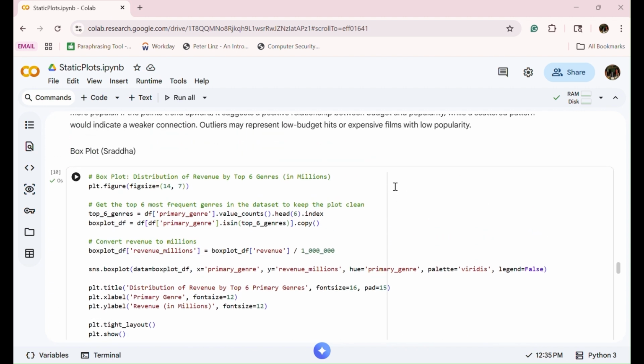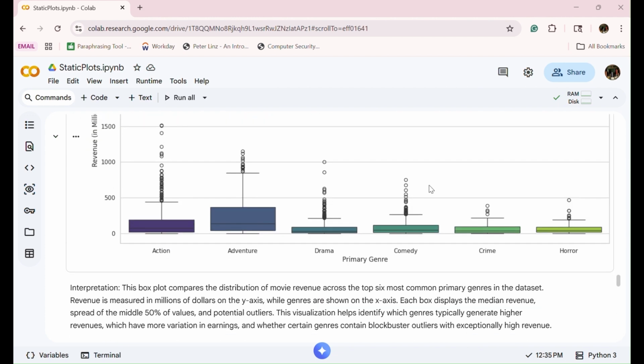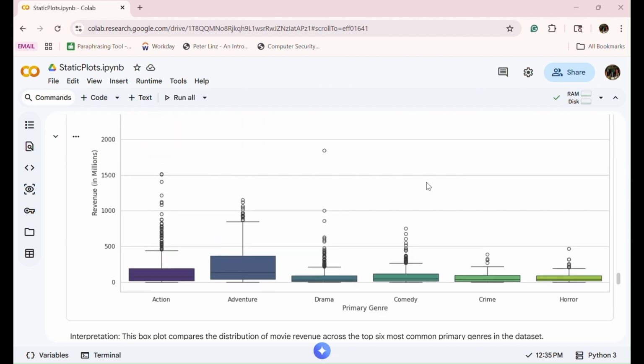The fourth visualization is a box plot comparing revenue distributions across the top 6 most common genres. What the box plot shows us is that genres differ significantly in both their typical revenue and how variable that revenue is. Action movies, for example, have a high median but also very long whiskers and extreme outliers, meaning that the blockbuster potential is real but is also a major risk for companies. And drama films cluster much tighter with a lower median, indicating more consistent but smaller returns.